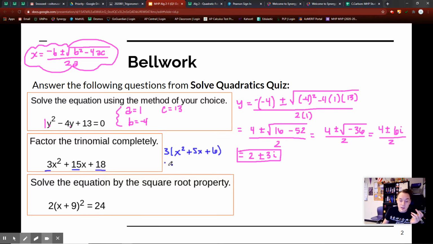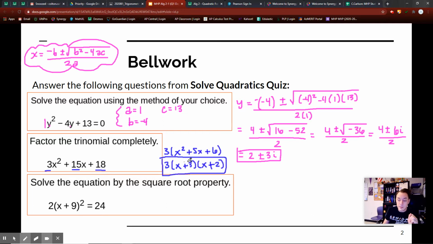And now in parentheses, what I can do is actually factor more. This is x plus 3, and then in parentheses, x plus 2. Because what are factors of 6 that somehow, some way add up to 5? Well, there's a couple factors of 6, but two of them, being 3 and 2, add up to 5. So this is my final answer for the second one.